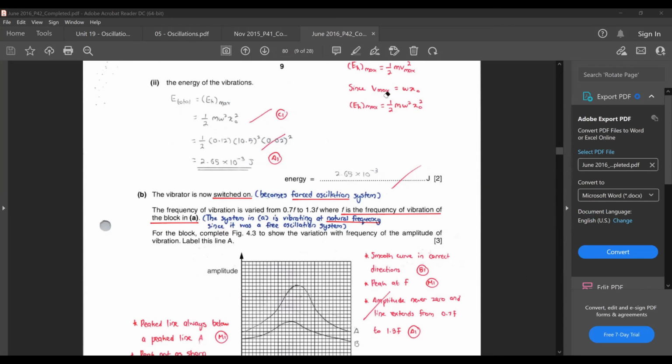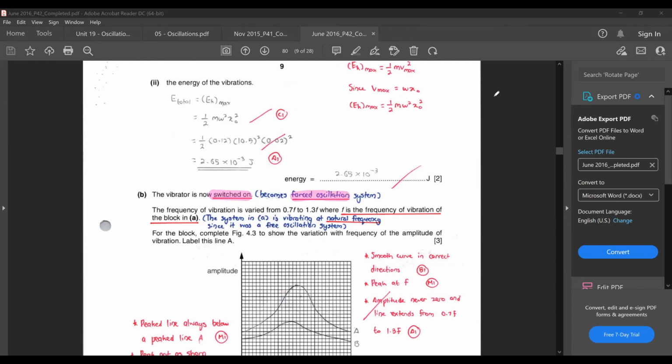Now for part B, let's have a look at part B. Now the vibrator is switched on. If previously the vibrator was switched off and it was a free oscillation system, now that the vibrator is switched on, your system is going to be oscillating, but it's a forced oscillation system now.